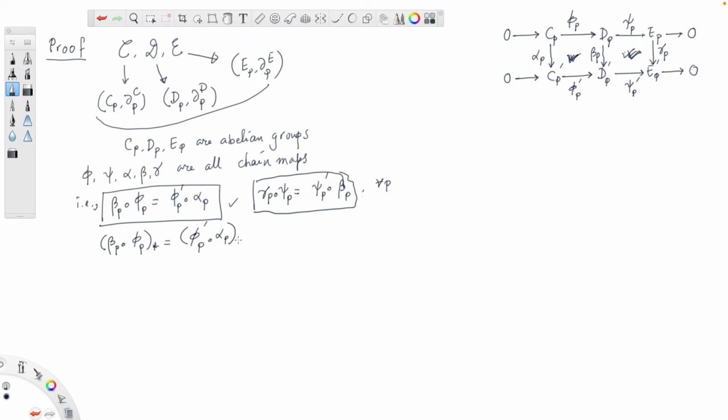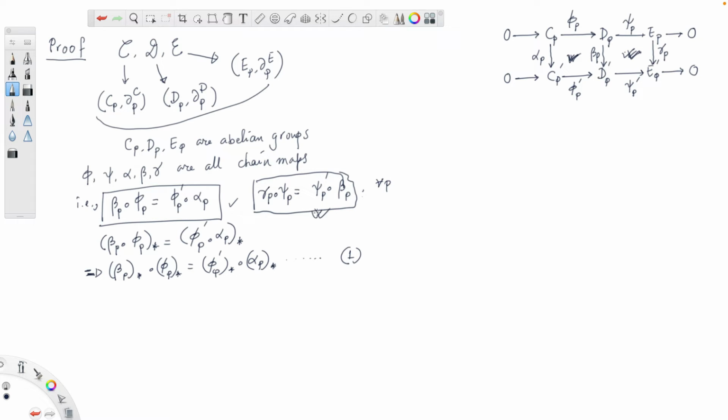We'll see that the structure of the homomorphism inside the parenthesis is respected under this induced homomorphism, meaning that this is equal to beta p star composed with phi p star on the left, and on the right hand side we have phi p prime star composed with alpha p star. This is our equation number one.